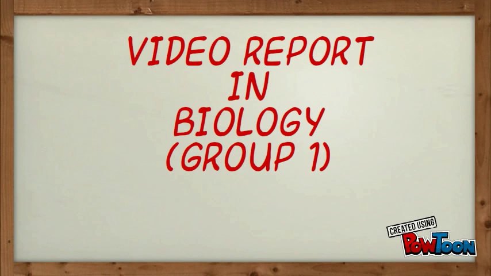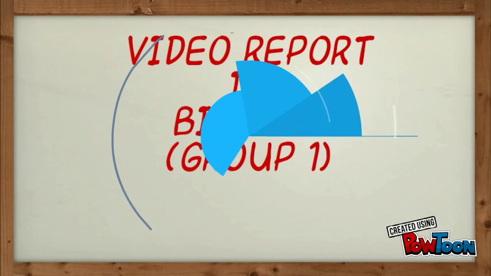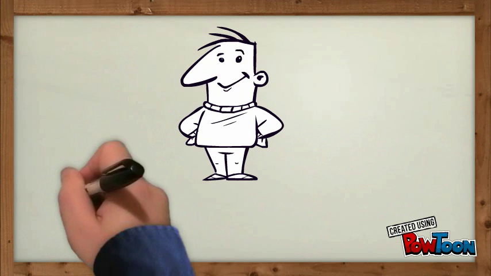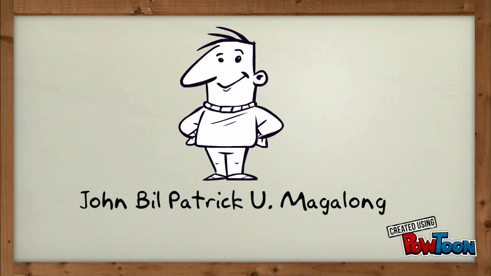In this video, we are going to talk about the different parts and functions of our circulatory and respiratory systems and how they work together. I'm John Bill Patrick U. Magalong, and we will discuss first the circulatory system.